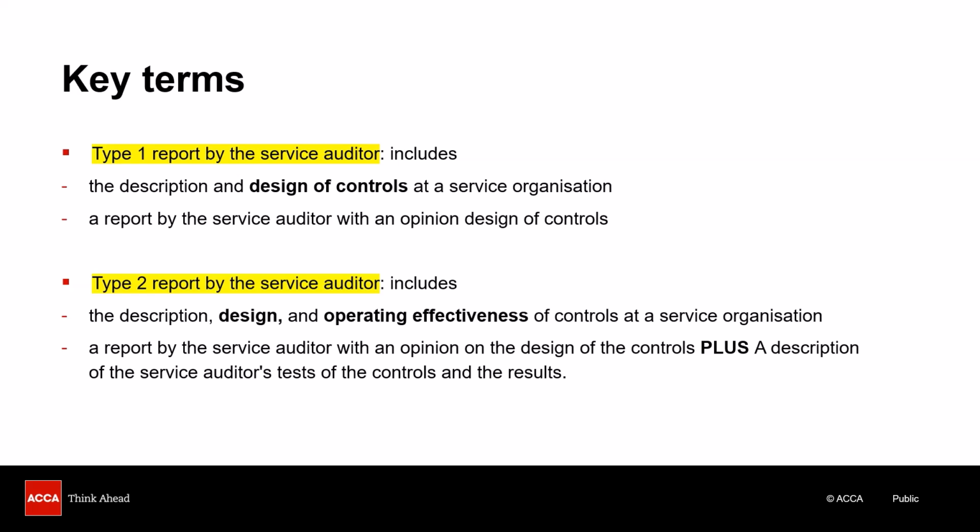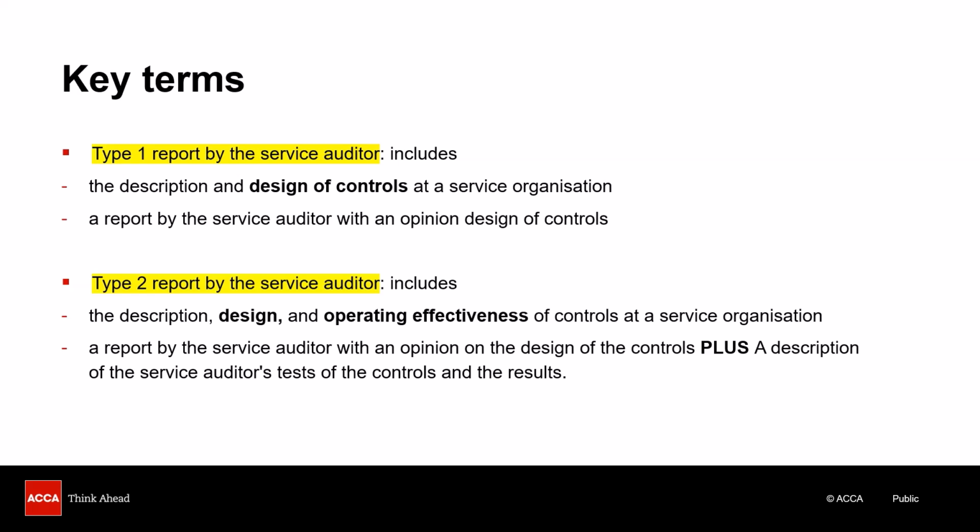I can ask for a type 1 report or a type 2 report. In a type 1 report, they'll only report on whether the systems are designed well. In a type 2 report, along with assurance on the design of the system, they're also going to tell me if their systems are operating effectively. So these are two terms that you did in the exam. Design means the way the system has been set up, and operating effectiveness is where we carry out tests of controls to make sure that the systems are actually operating like I was told.